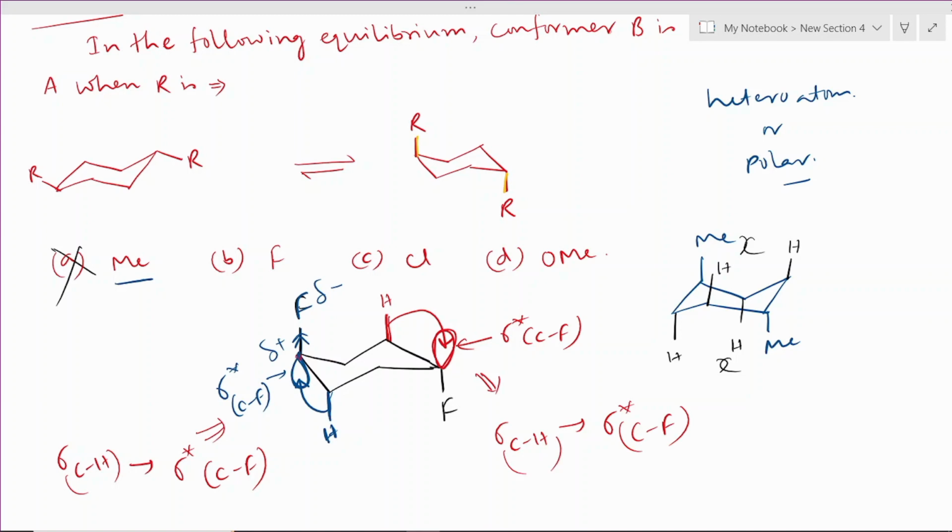As fluorine is the most electronegative atom, fluorine drags the C-F sigma electrons towards itself the most compared to chlorine and oxygen. Hence, the carbon becomes most delta positive in case of fluorine than that of chlorine and oxygen. Therefore, the electron transfer from sigma C-H to sigma star C-F occurs more readily in case of fluorine. So fluorine is the correct option.